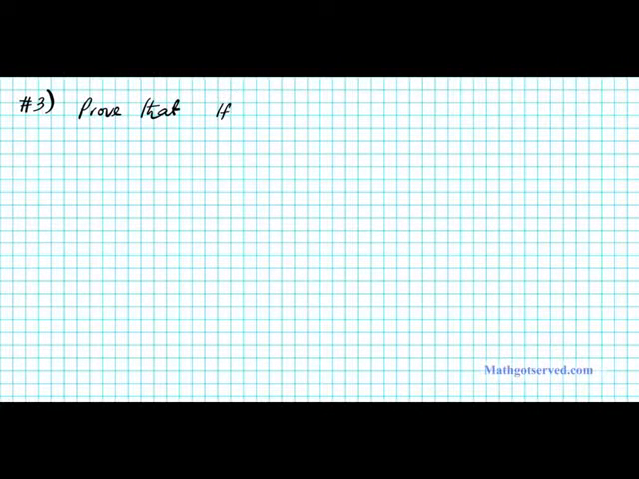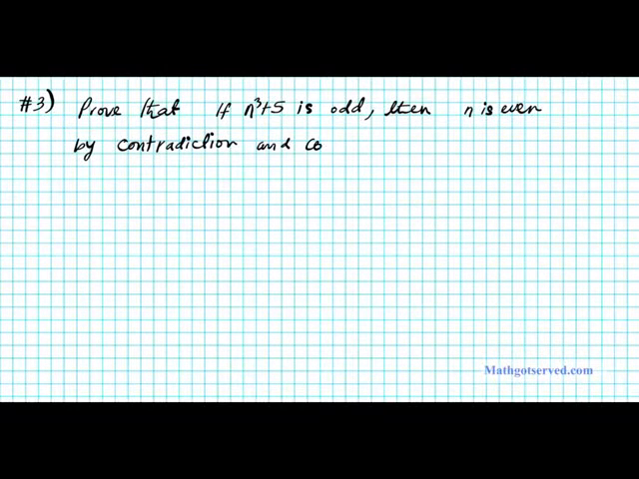Prove that if n to the third plus 5 is odd, then n is even. All right, prove this by contradiction and contraposition. All right, I just want to show you how to do proofs by using both methods. All right, this is an overkill. In most cases, just using one method will suffice. All right, so let's start with the first method, contradiction.